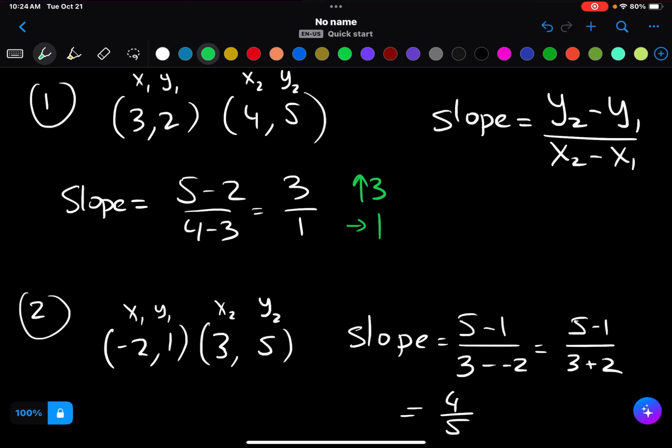How do we interpret this? The top number is up-down again. So positive is up, so it'll be up 4. The bottom number is left-right. Positive is to the right, so it's going to be to the right 5. So to get from the first point, (-2, 1), to the next point, (3, 5), you go up 4 to the right 5. So that is numbers 1 and 2.